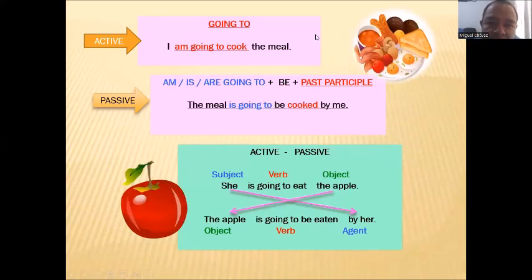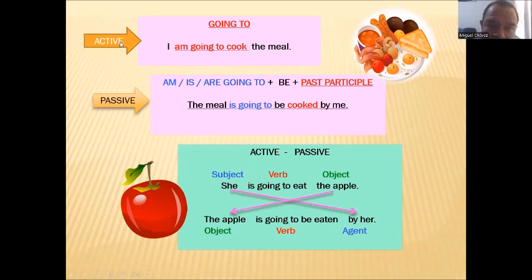Sometimes we use going to express future actions too. And remember that going to has an auxiliary verb that is the verb to be. Is, are, depending on the subject. In this example, I am going to cook the meal. After going to, we have to use the verb in simple form.